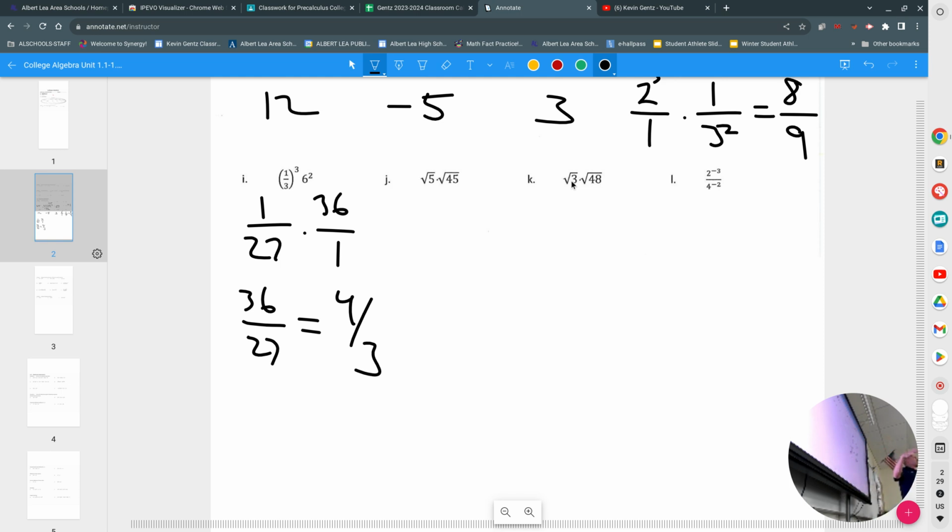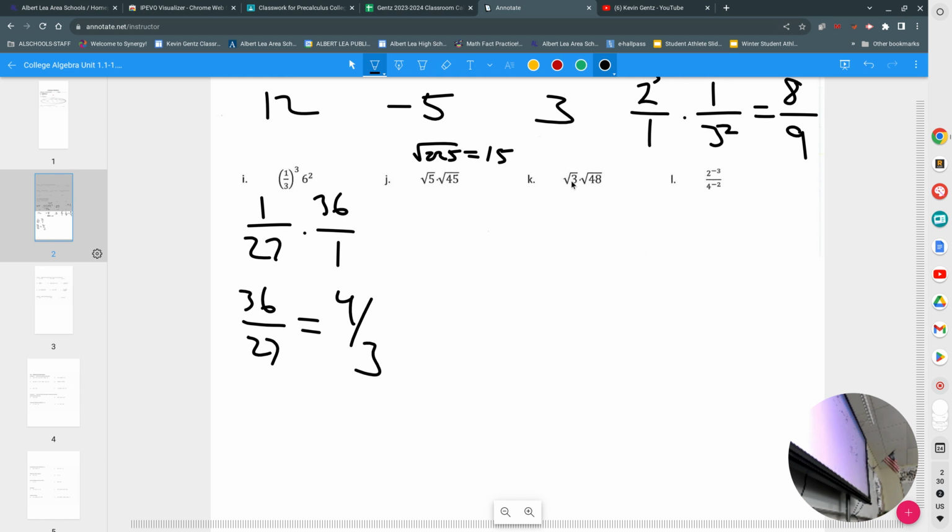Next one, radicals. You want to simplify radicals? You can multiply them together. Square root of 5 times square root of 45. What's 5 times 45? It is 225. So you get the square root of 225, which is 15. Now suppose you didn't know that 45 times 5 was 225. You had to find a different way of figuring it out.